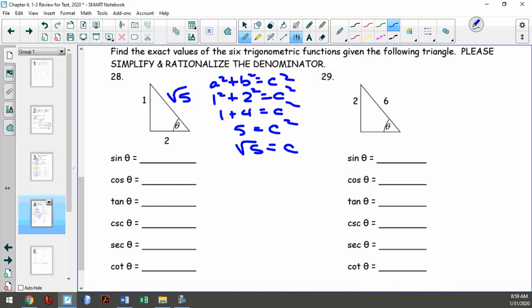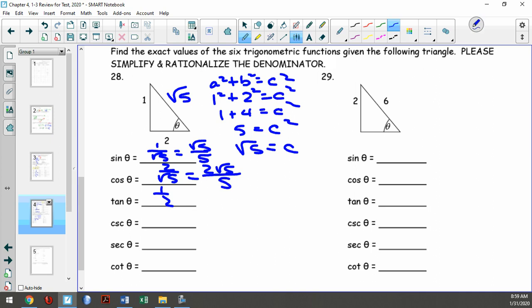Yes? So you're simply going to do sine. What is sine? Opposite over hypotenuse. That's 1 over the square root of 5, which is going to be the square root of 5 over 5. What is the cosine? Adjacent, which is 2 over the square root of 5, so that's 2 square roots of 5 over 5. What is the tangent? That's simply going to be crossing off the square roots of 5 to give you 1/2.